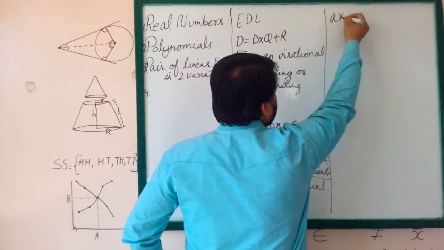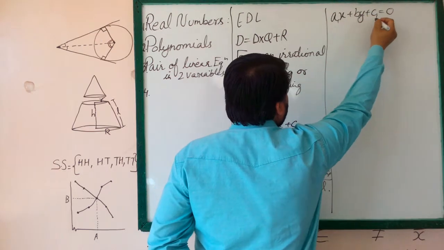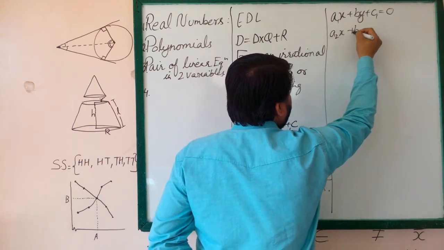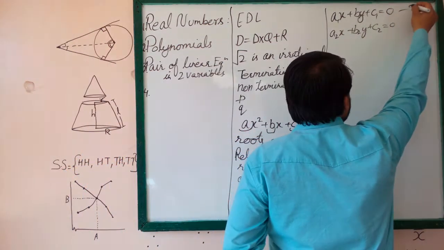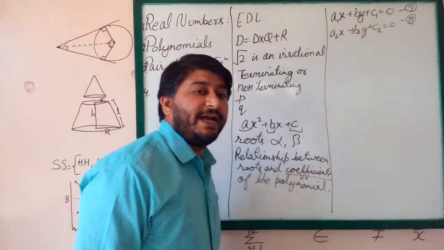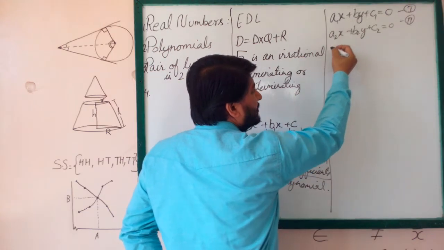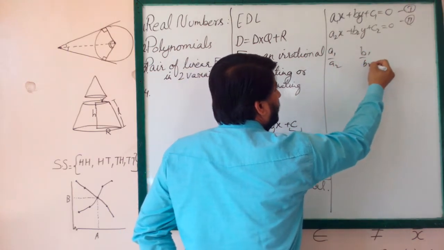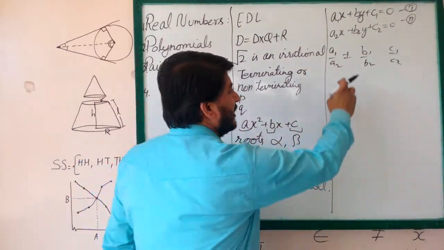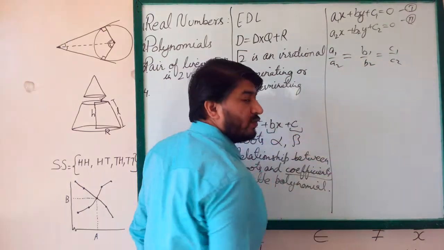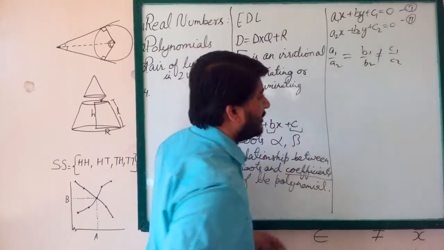Like a1x plus b1y plus c1 equals 0, and a2x plus b2y plus c2 equals 0. So this will be your first equation and this will be your second equation. We will be finding the nature of the roots. The nature of roots you can find by the relation between the coefficients, like a1 upon a2, b1 upon b2, c1 upon c2. If a1 by a2 is not equal to b1 by b2, you will have a unique root. If all three are equal, you will have infinite roots. If a1 by a2 equals b1 by b2 but is not equal to c1 by c2, then you have no root.